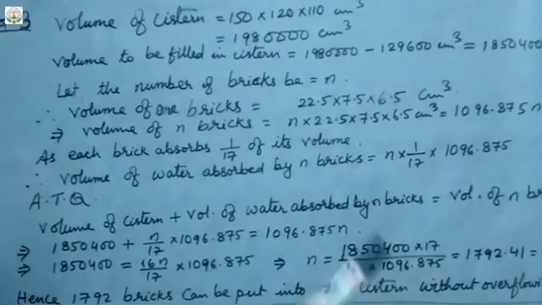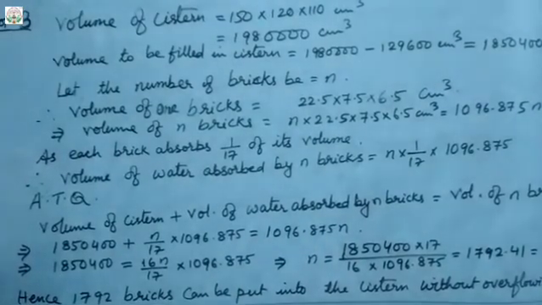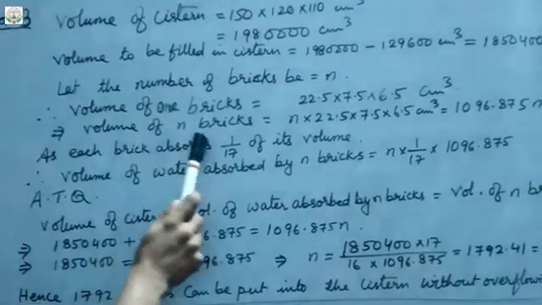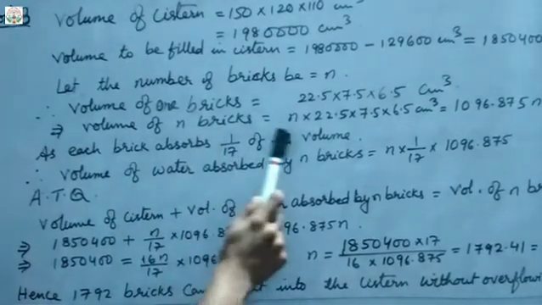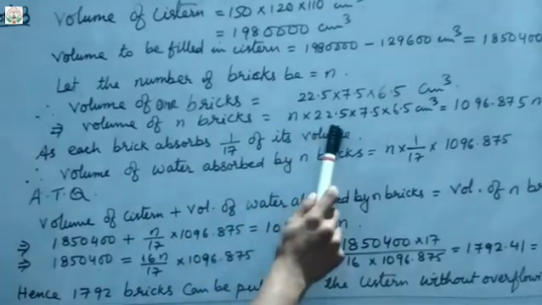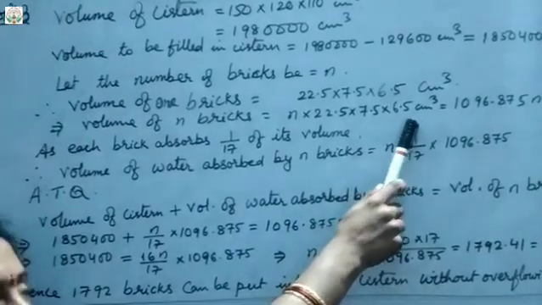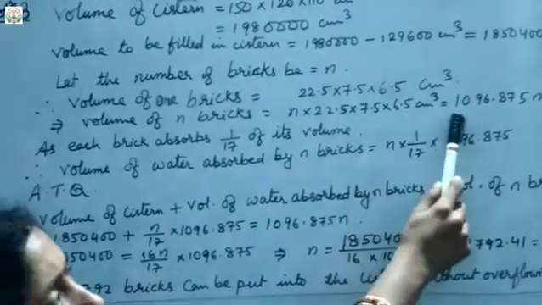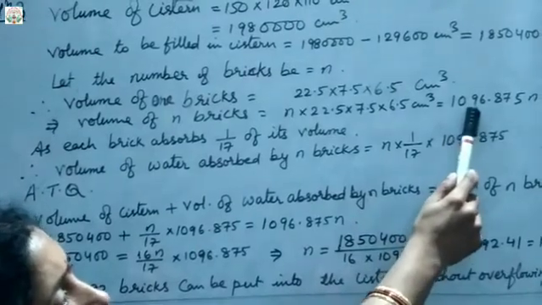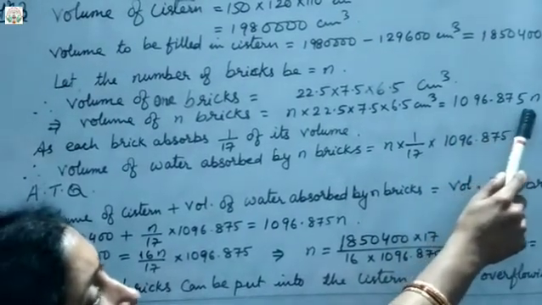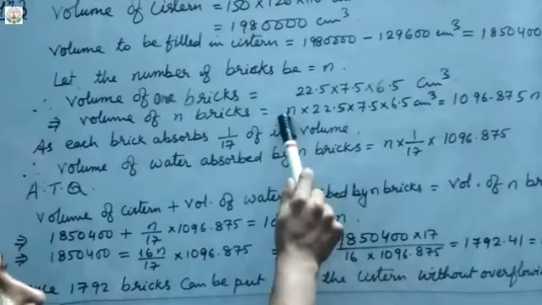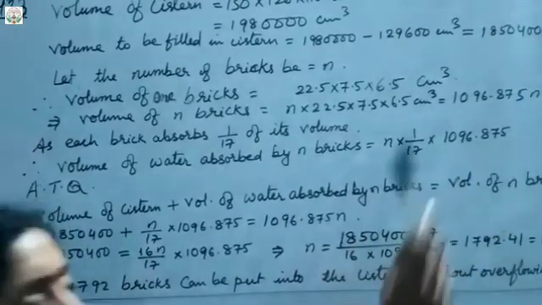Now volume of n bricks, one brick is this much. N bricks, because we do not know how many bricks will be put inside that cistern. So volume of n bricks will be n into 22.5 into 7.5 into 6.5 cubic centimeter. On multiplication of this all we will get 1096.875 n, where n is the number of bricks.